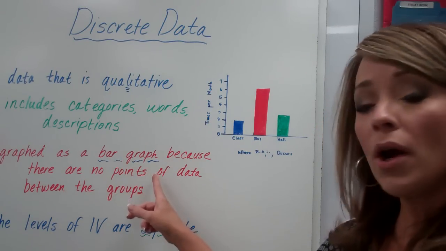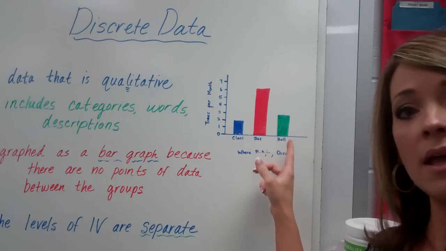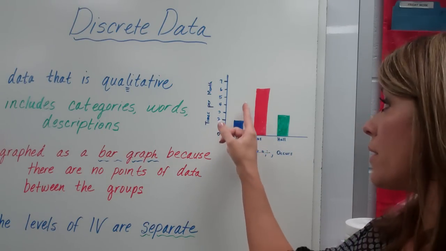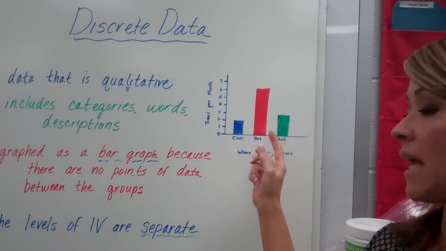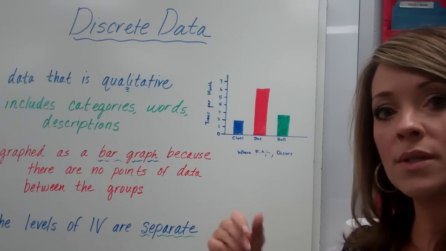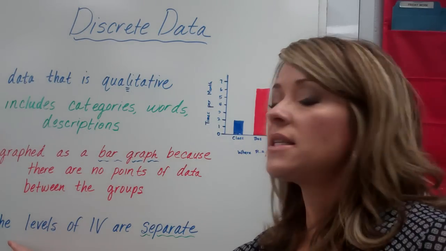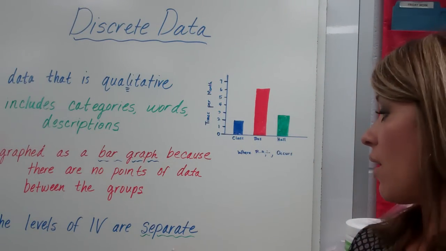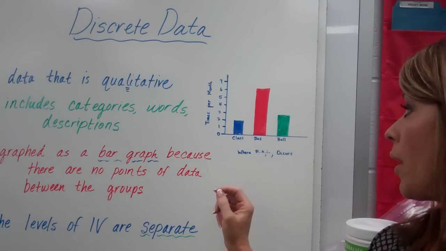So you're going to make it a bar graph because the graphs are distinct and separate and discrete. There's nothing in between those graphs to connect to them. There's no points of data that have been collected in between those categories or those words or those descriptions. So the idea is that your levels of IV are separate, and so your graph should have separate bars.